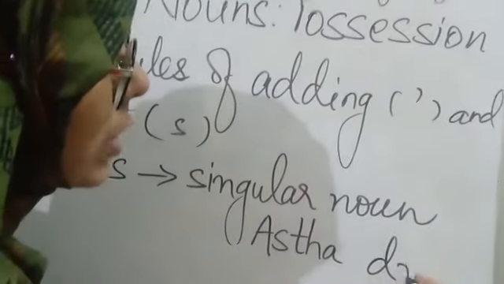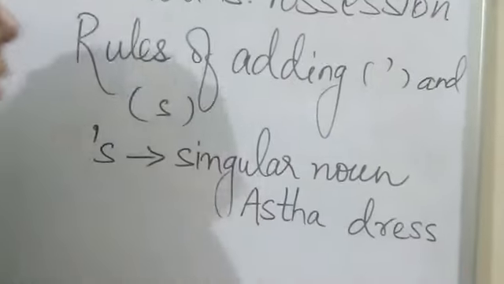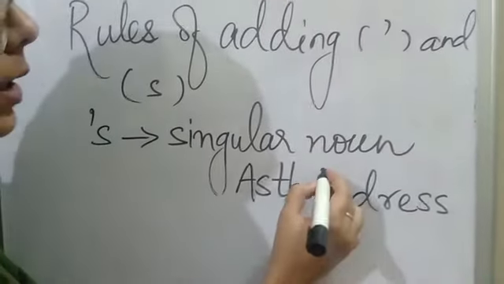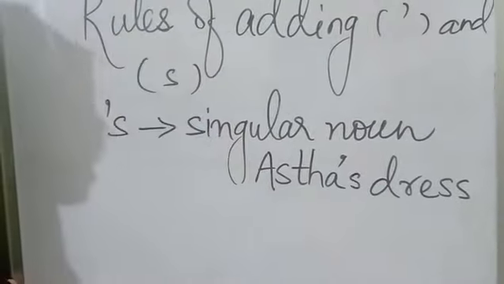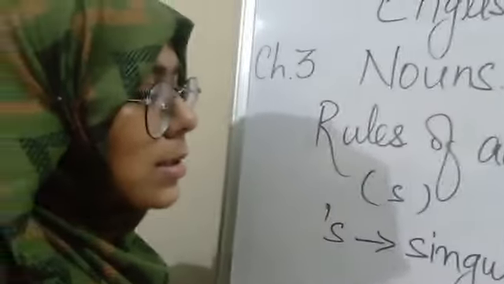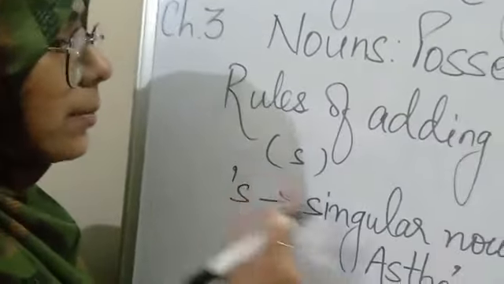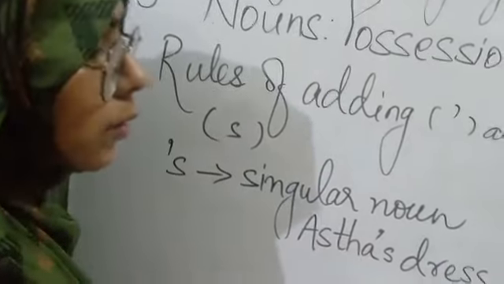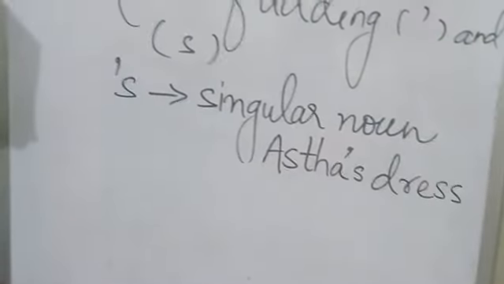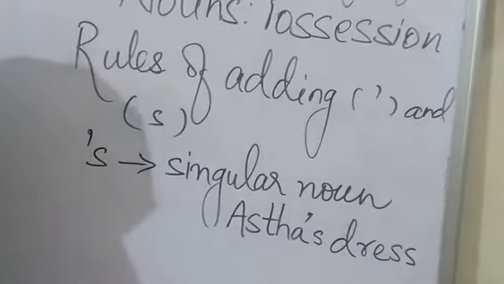Astha dress. To show possession, what will we do? We will write apostrophe and S. Astha's dress. Astha is a singular noun. We have added apostrophe S to show the ownership of this dress. That is Astha's dress.